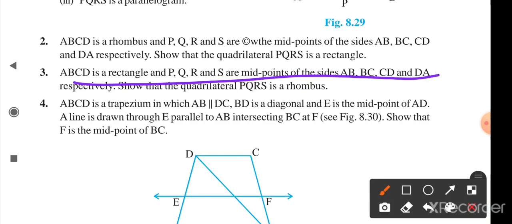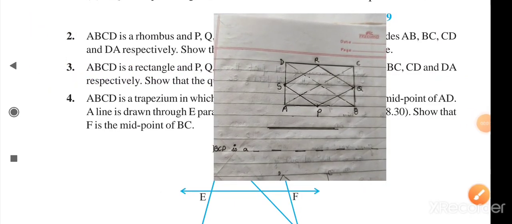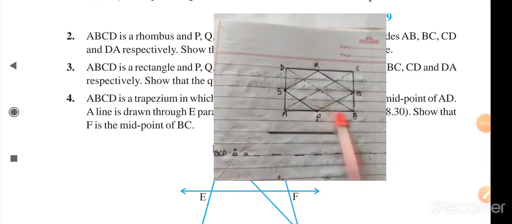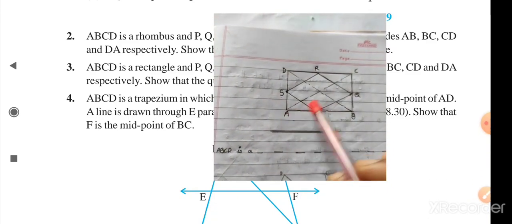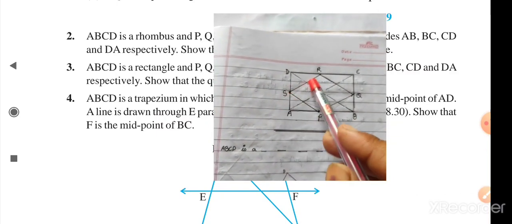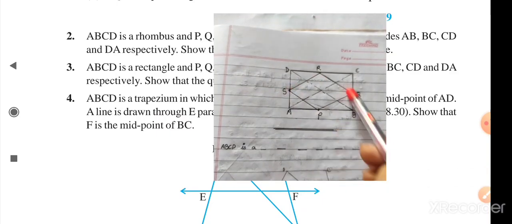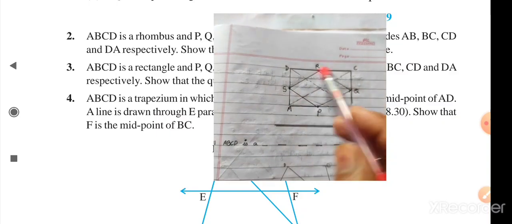If you see questions number 1, 2 and 3, these questions are approximately equal to each other. Now in this case, ABCD is given as a rectangle and with the same process, half of the question will be the same. So I will show you how. In question number 3, you have been given a rectangle ABCD and PQRS are the midpoints of its sides, and you have to prove that PQRS is a rhombus. Keep in mind that in a rhombus all the sides are equal. You can take only this one, so you can say that it's a rhombus.